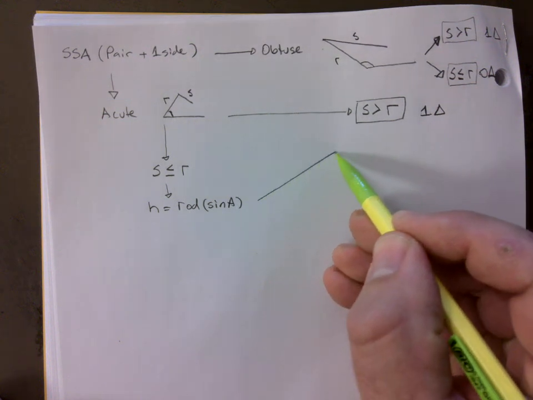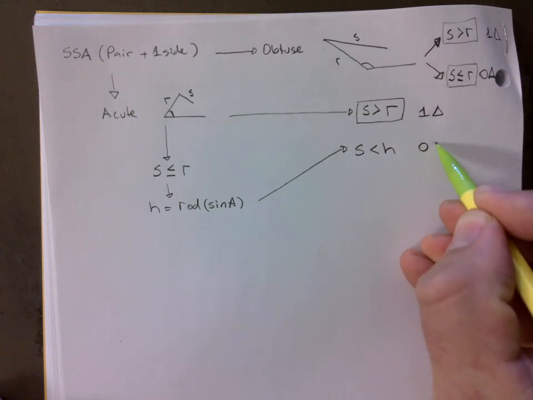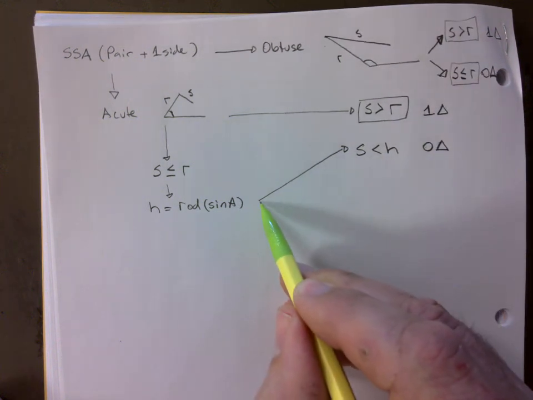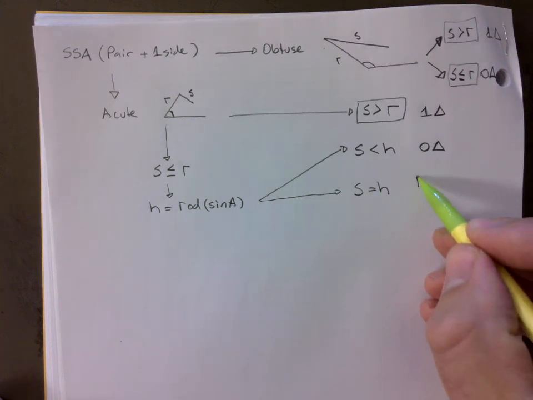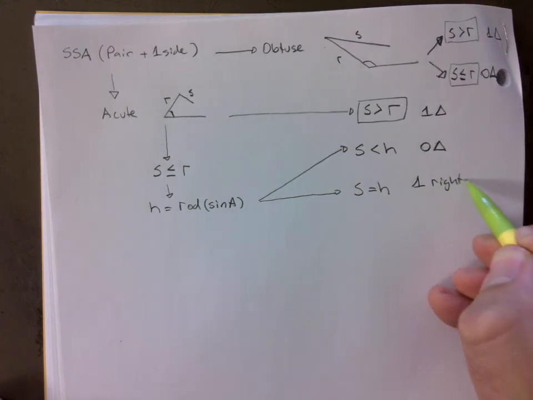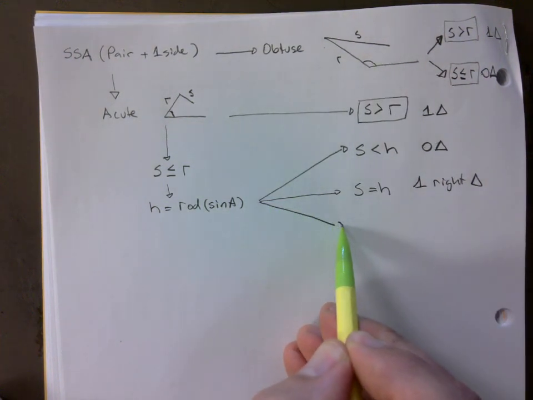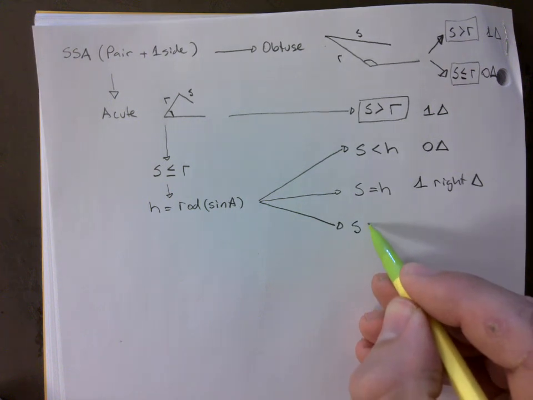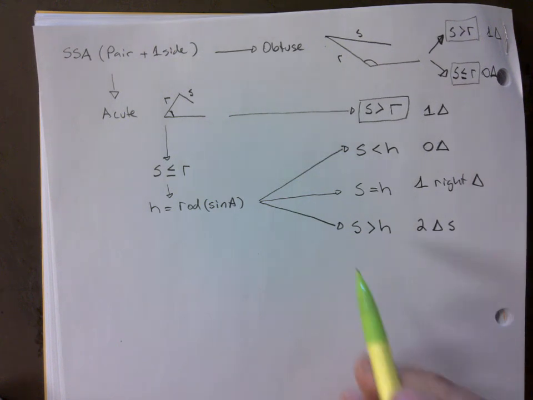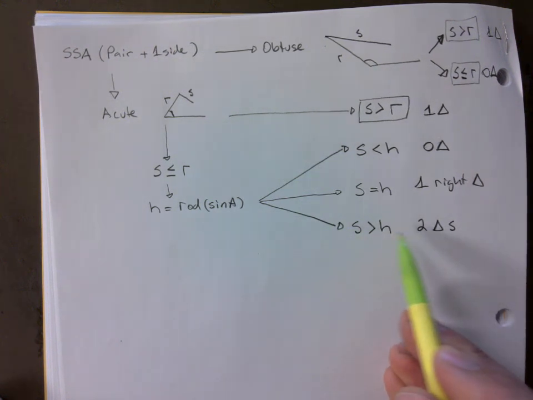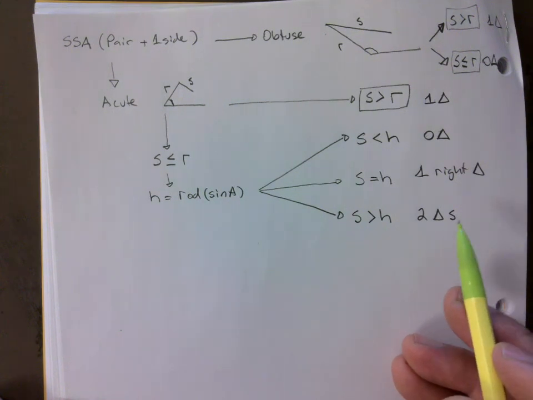Choice number 1, the string is shorter than the height: 0 triangles, no solution. If the string is exactly equal to the height, you've got 1 right triangle. It's one solution, but in particular, 1 right triangle. And the last one, if the string is bigger than the height, you've got 2 triangles. This is the more peculiar case here. What? 2 triangles, 2 solutions? Yes, there's 2 possible solutions.